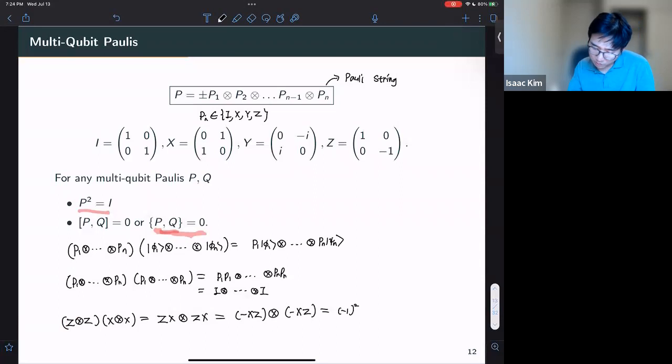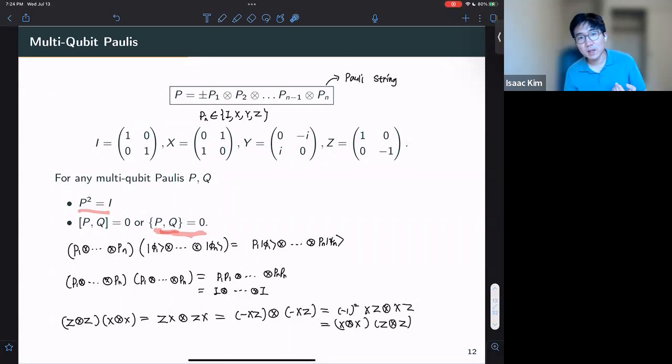So I get (-1)² Xz tensor Xz, which is X tensor X times Z tensor Z. So you can see that in this case, we had two pairs of Pauli matrices, both anti-commuting with each other. So you get (-1)², so 1. That's why these two Pauli matrices, actually these Pauli strings, commute with each other.